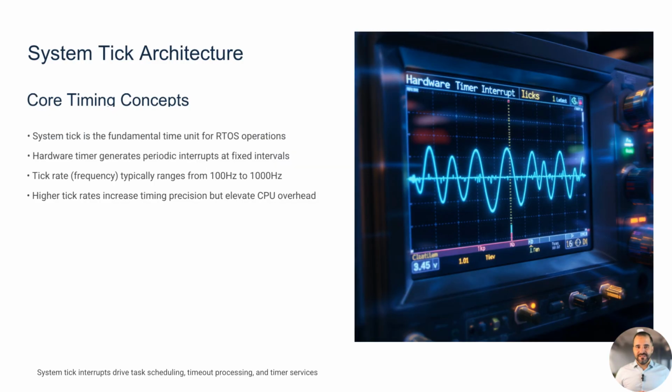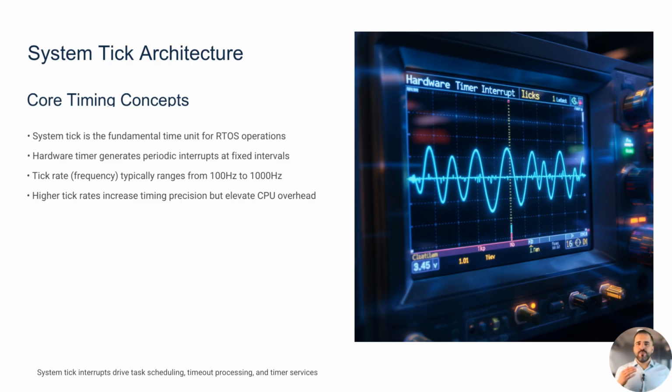The system tick, a periodic hardware interrupt, is the backbone of traditional RTOS timing. A dedicated timer fires interrupts at a fixed rate, ranging from around 100 Hz to 1000 Hz, depending on application needs. This tick triggers scheduler updates, increments system timers, and enables timeouts and delays. Choosing the right tick rate is a delicate balancing act.